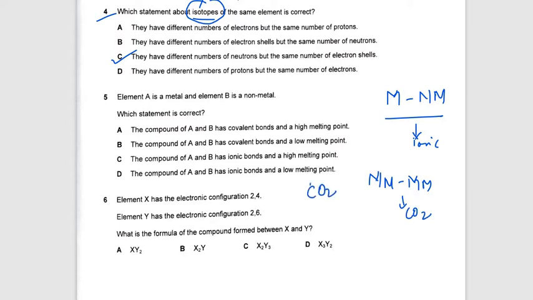Carbon is a non-metal, oxygen is a non-metal. So when they combine, they share the electron, so it's covalent bonding. And if you look, all the covalent compounds are gases. It means they have very low boiling points and melting points. Ionic compounds have very high melting and boiling points because they are held by a very strong force of attraction. So option C is the correct answer: ionic bond and high melting and boiling point.